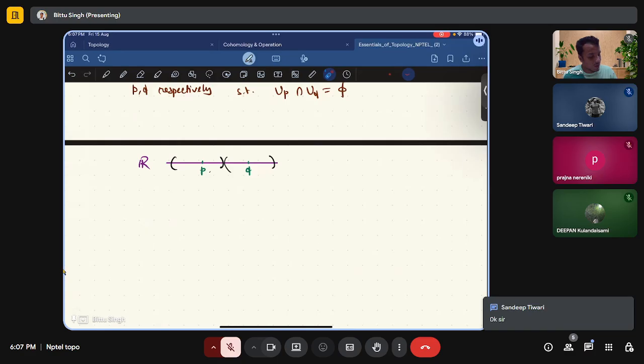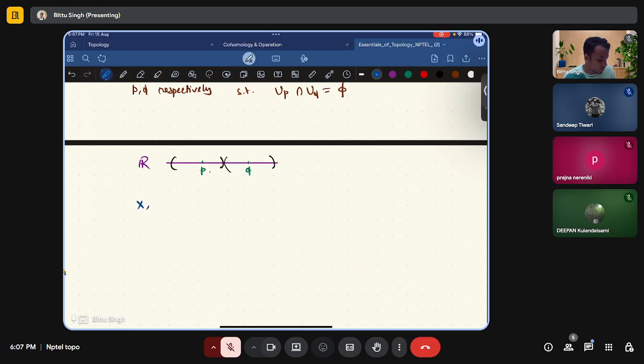Okay. So this is R. In a similar way, we can also separate 2 points in any given metric space. Suppose X is a metric space (X, d), then choose any 2 points P and Q in the metric space. Then how can we separate them?